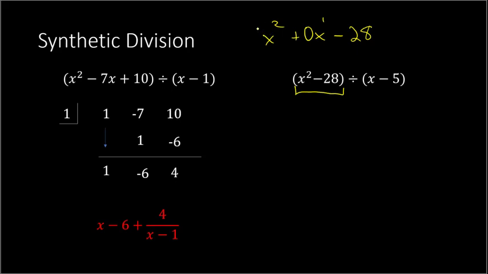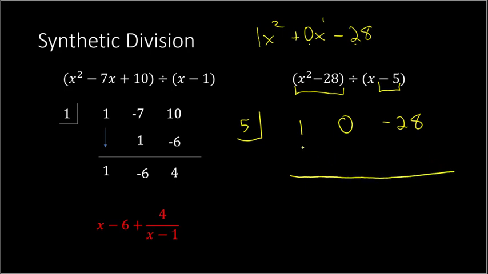So we take our coefficients. We take 1, you write it right here. 0, make sure you write that. Then the constant -28 goes over here. And then we take the opposite of -5, which is +5. If it was a +5, you write -5 over here. Section it off, and then you put a line right here. And you keep a little space in between the row and the line. So now we can begin our process. And see if you can do this on your own.